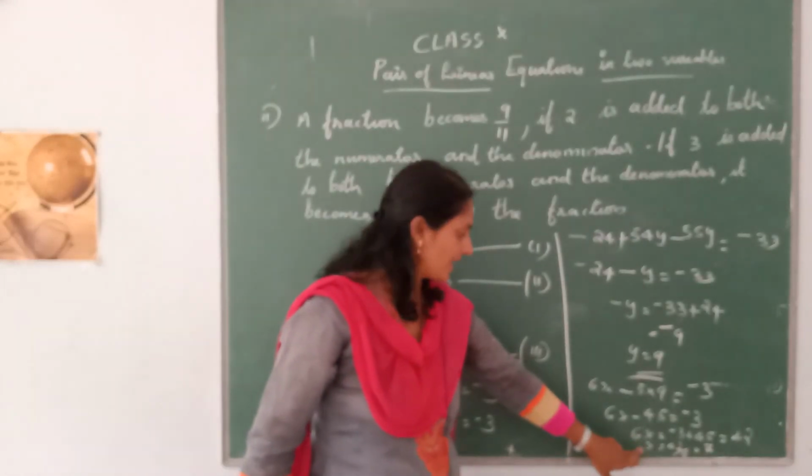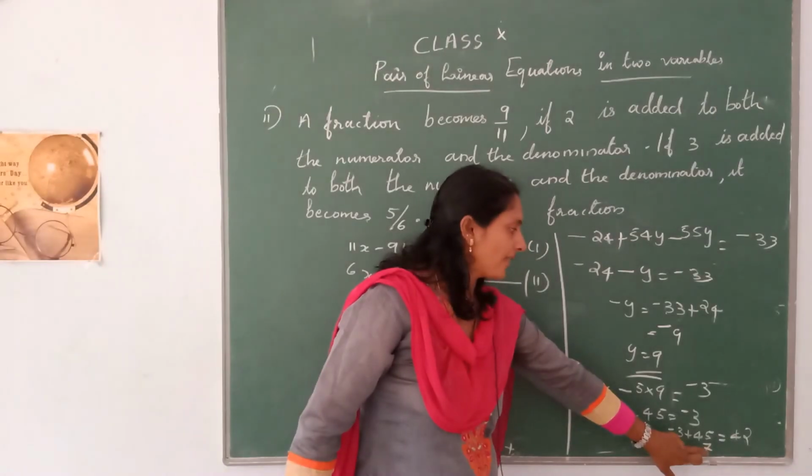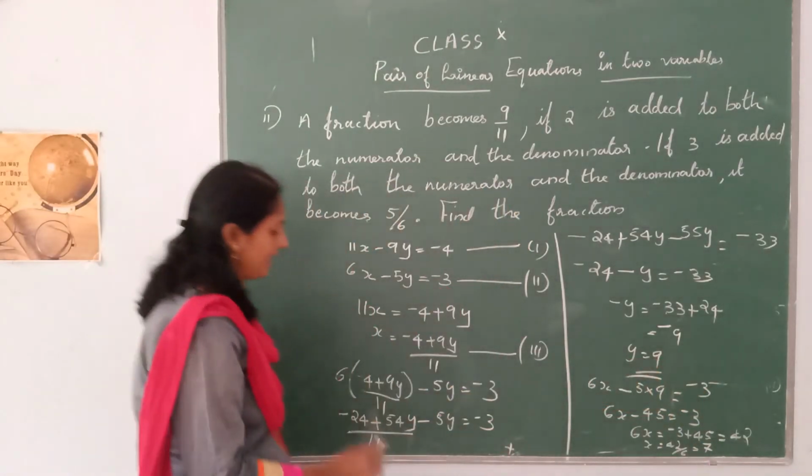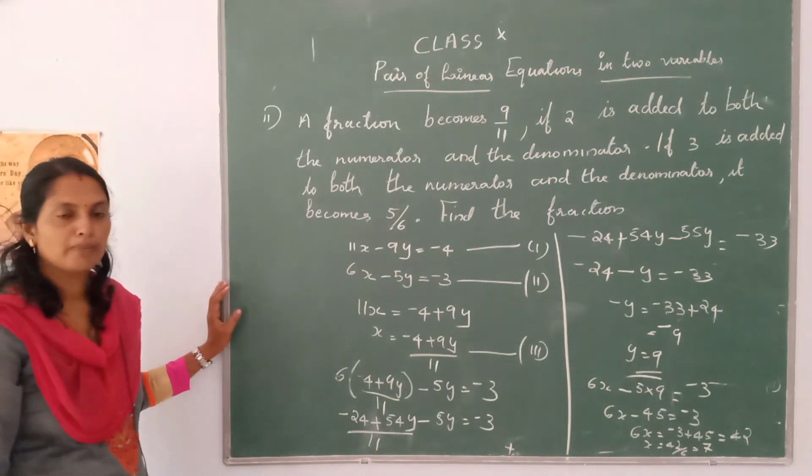Then x is the numerator, therefore the fraction is 7 by 9. The given fraction is 7 by 9, that's all.